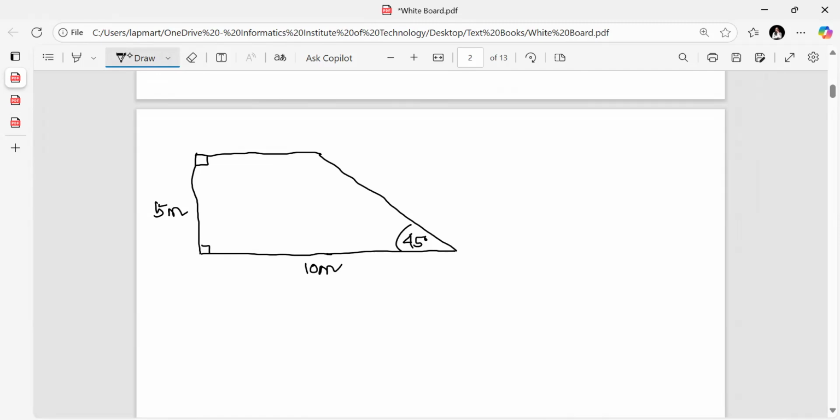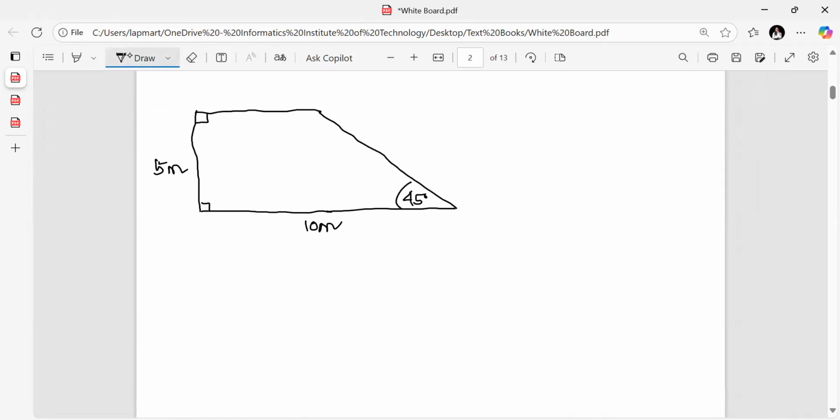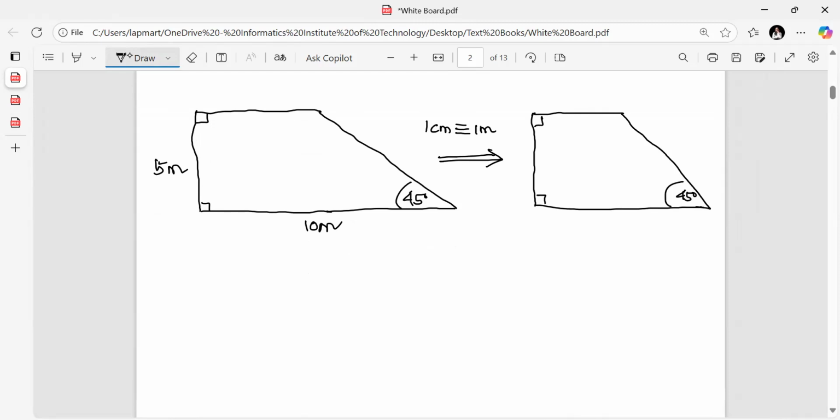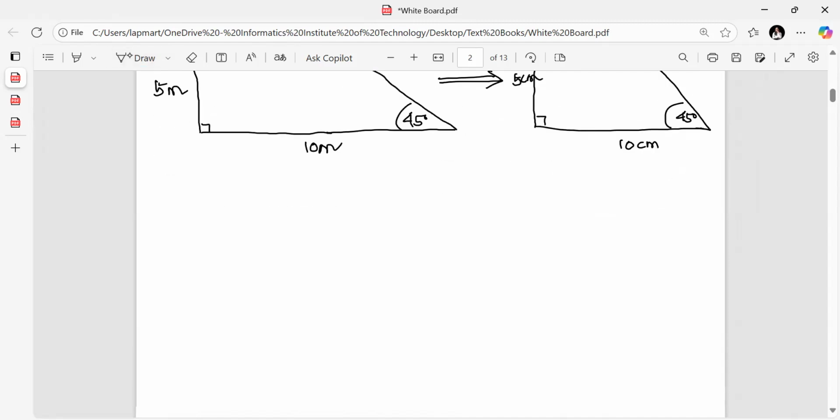Right, so then this is the second diagram. This is the real image of what I'm going to do, children. With the scale of 1 centimeter to 1 meter, what we do is draw something like this. So then 90, 90, 45 degrees and 10 centimeters and 5 centimeters. Now you know that, right? Now be ready to construct this image.